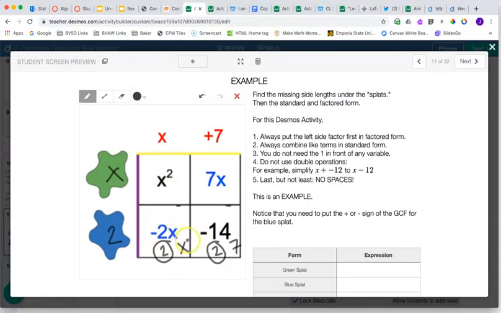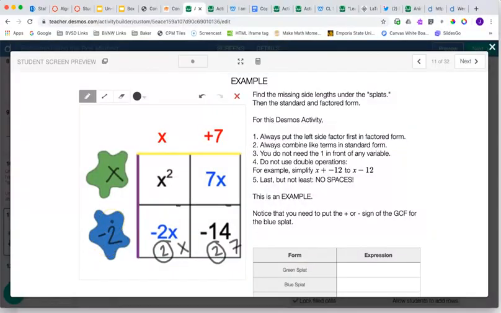And then I need to think about, do I need to pull the negative sign out with it? Because you have options. So this is where I'm going to make sure my box makes sense. If I do 2 times x, I don't get negative 2x. So let's put a negative sign out there. So negative 2 times x is negative 2x. Negative 2 times positive 7 is negative 14. This makes my box make sense. So I needed to pull out that negative.